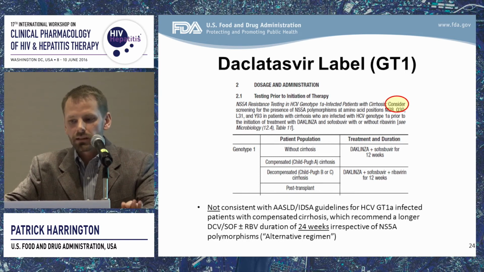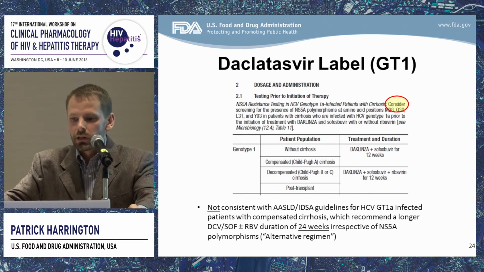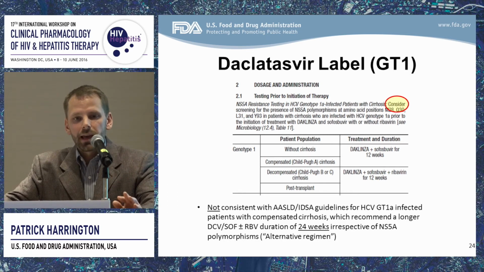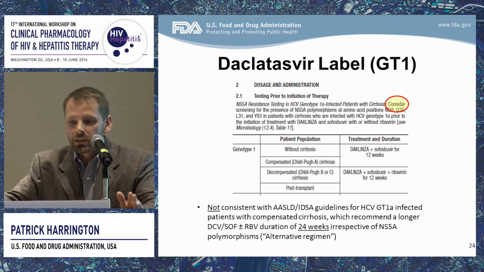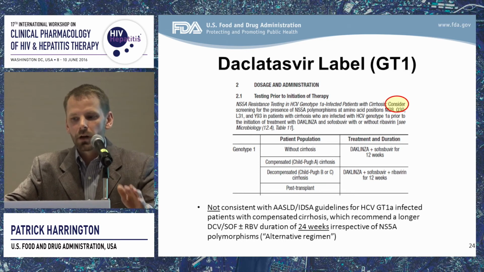In fact, the treatment guidelines authors were able to take advantage of observational cohort data in which subjects received a longer treatment duration that was really not evaluated in clinical trials, at least not the trials that we reviewed. And based on those data, they actually recommend a more conservative treatment duration of 24 weeks for patients with cirrhosis, irrespective of the presence of NS5A polymorphisms. So presumably, that more intensified or longer treatment duration would help to overcome the impact of NS5A polymorphisms.